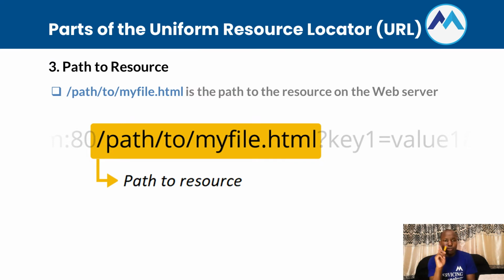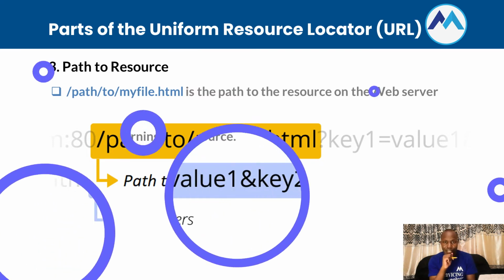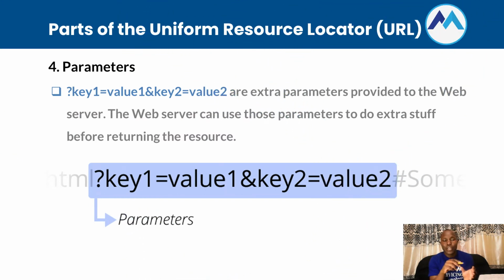Then the last part of a URL, parameters. There is a list of key value pairs separated with the ampersand symbol. The web server can use these parameters to do extra stuff before returning the resource.